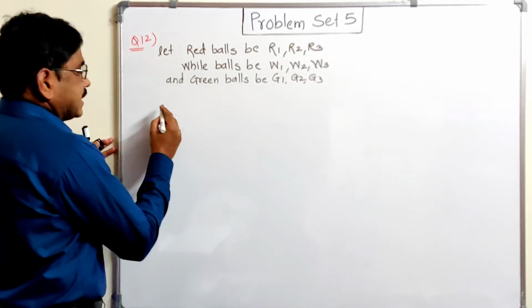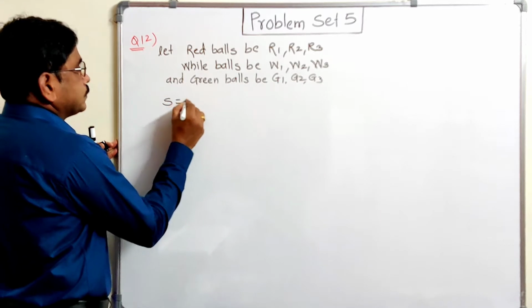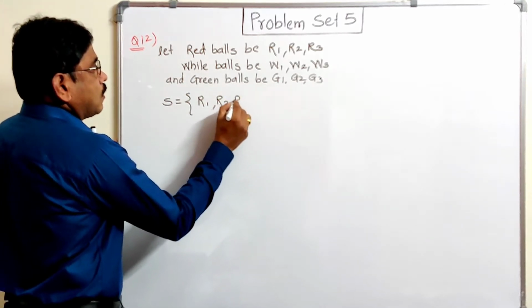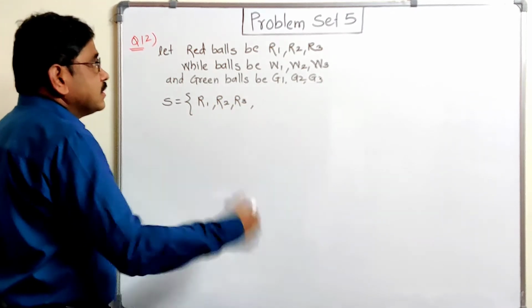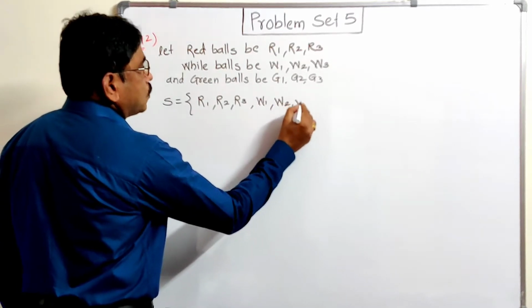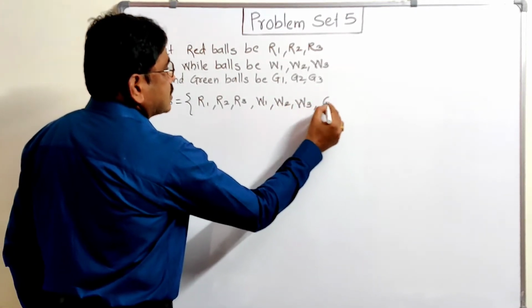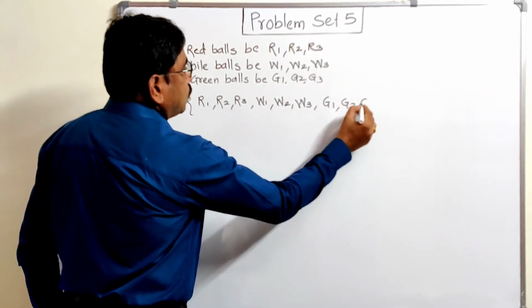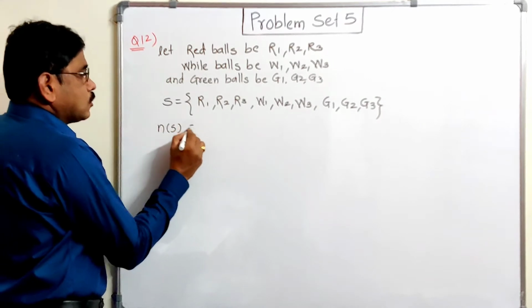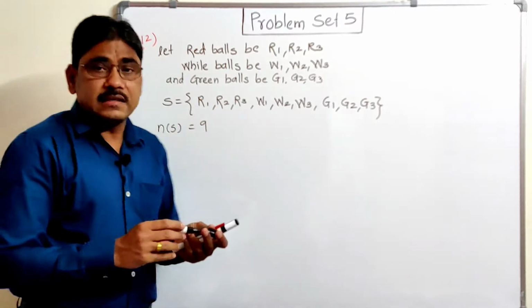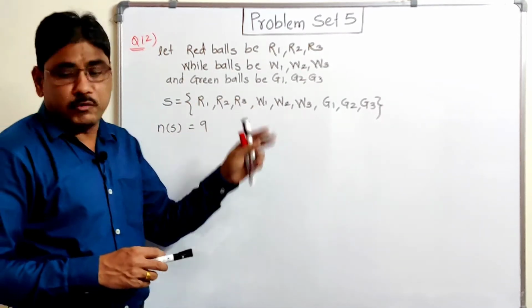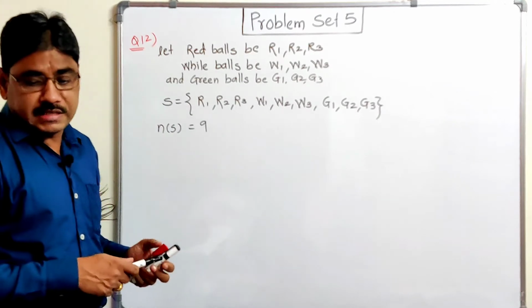So S can be written as S is equal to R1, R2 or R3, that means red ball. Next one, the ball is white, W1, W2, W3 or G1, G2 and G3. So in this way we get n(S) is equal to 9. So first write the sample space. The sample space S is equal to R1, R2, R3, W1, W2, W3 and G1, G2, G3.